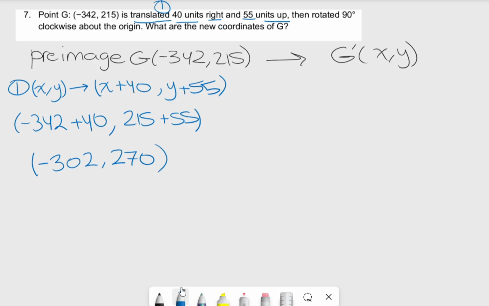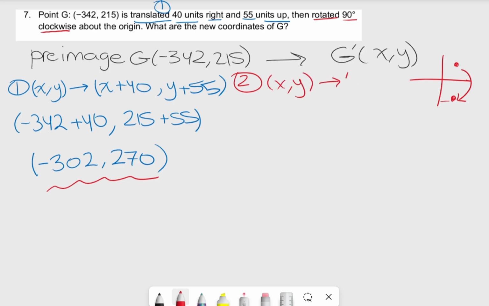Now we're going to go to the next step. We're going to rotate this new point 90 degrees clockwise about the origin. To figure out the rule for a rotation of 90 degrees clockwise around the origin, I like to think about this. I make a little plot over here and I imagine I have a point in the first quadrant where both the X and the Y are positive. Then if I do this rotation to this point and I move it 90 degrees clockwise, then it's going to land somewhere over here where the Y is going to be negative and the X is still going to be positive. And I start the rule by writing that down.